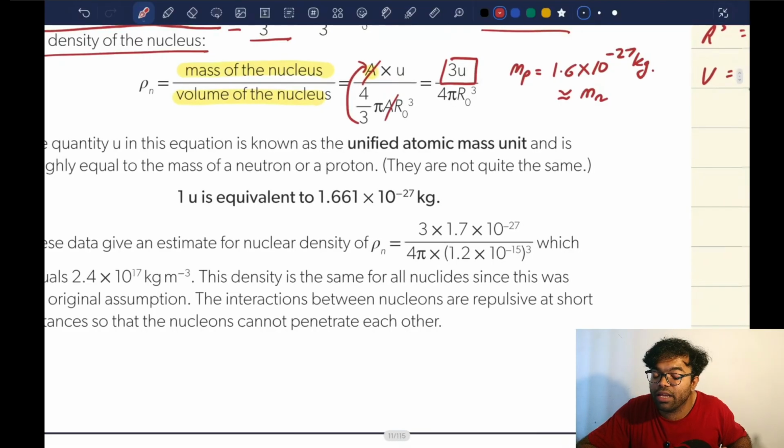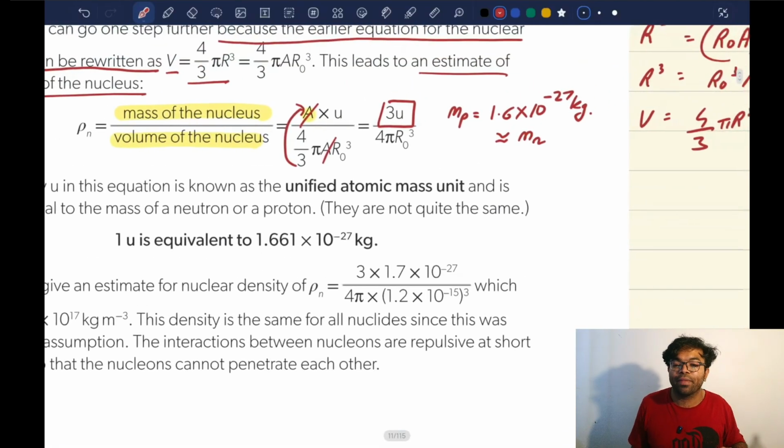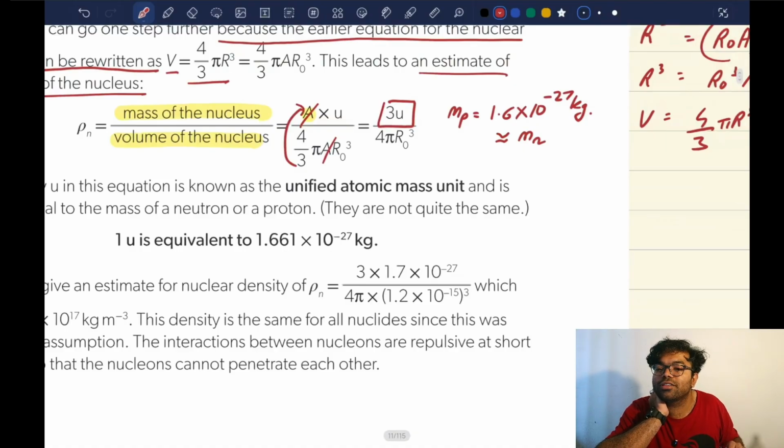This is something that is very, very important for us to realize. Because the density does not have an atomic mass term, the nuclear density will always remain constant no matter what atom you have. That is, the nuclear density of a small atom, say lithium, will be the same as the nuclear density of a large atom like uranium. Both will have the same densities. Their mass won't be the same, their volume won't be the same, but their densities will surely be the same.